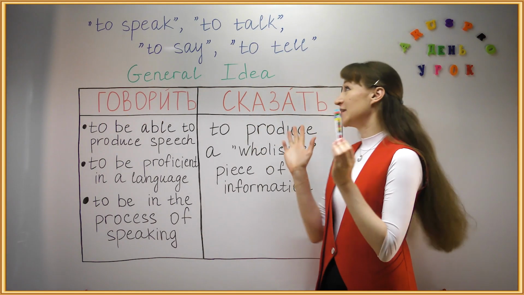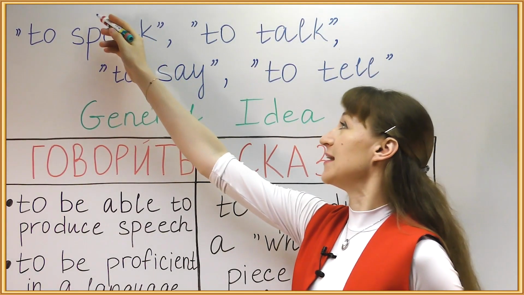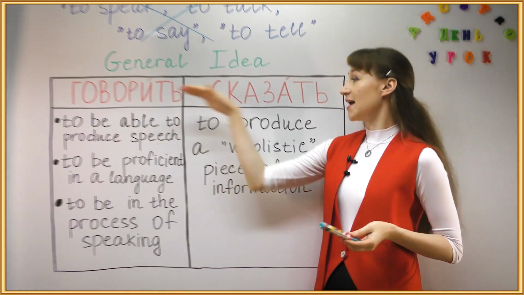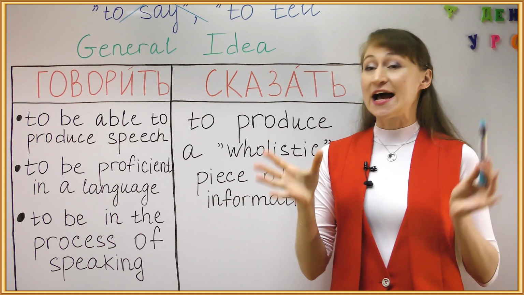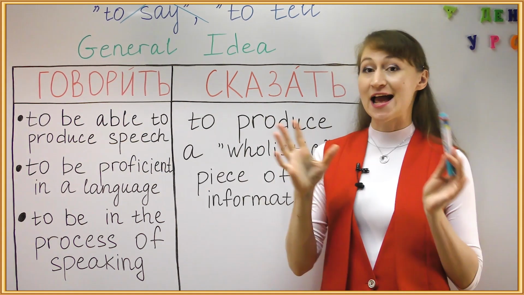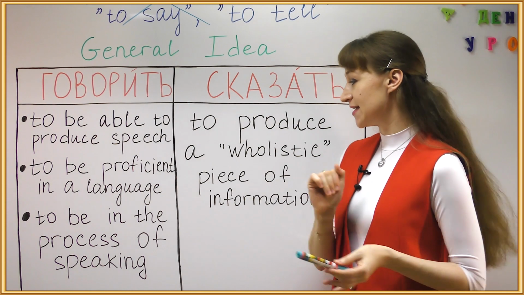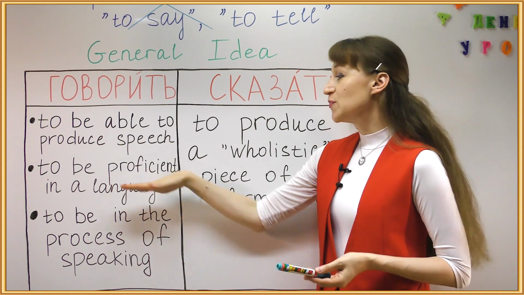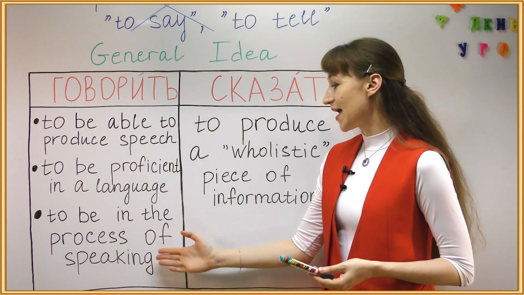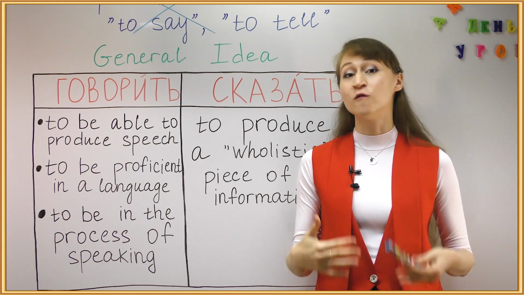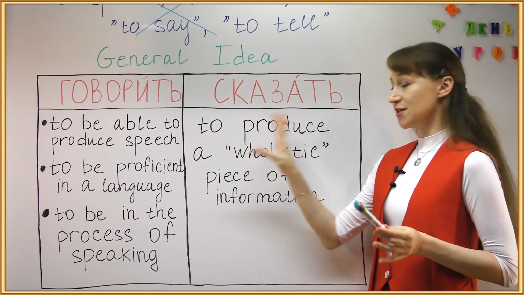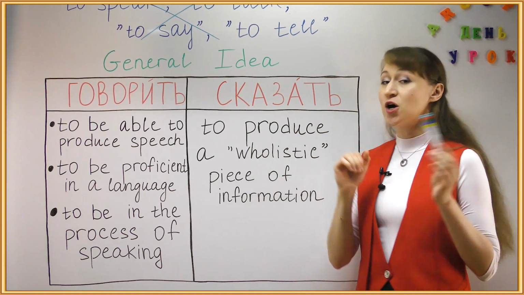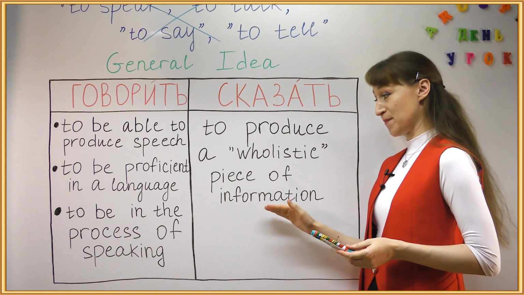So let's forget for a moment about the English verbs and let's look here. Говорить and сказать. The general idea behind the verb говорить: actually, we have 3 ideas here. To be able to produce speech, to be proficient in a language, and to be in the process of speaking. And the general idea behind сказать is to produce a holistic piece of information.